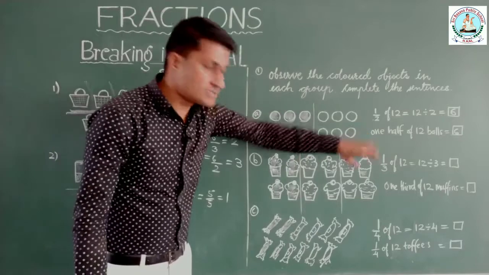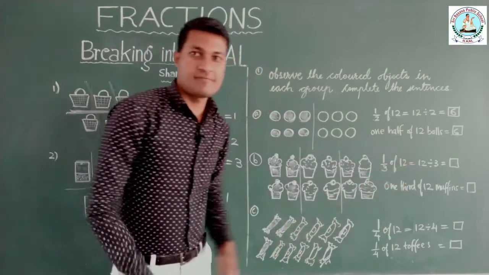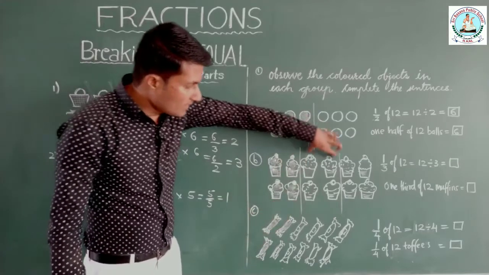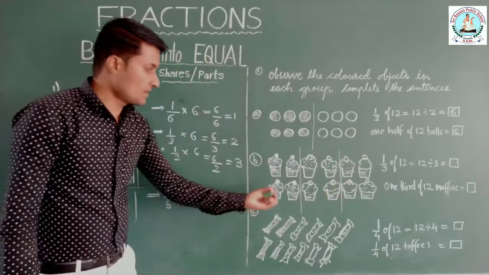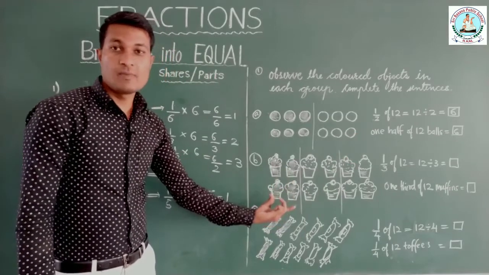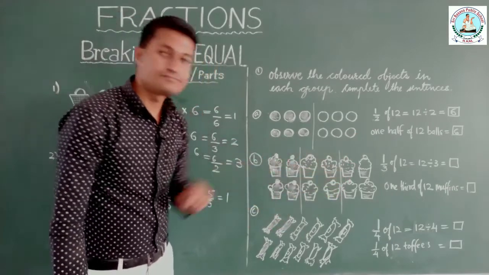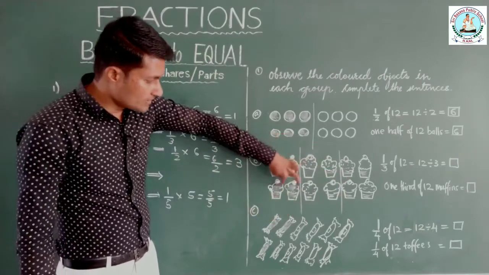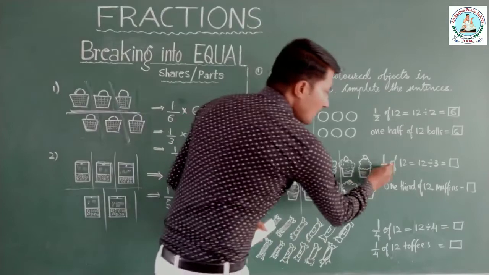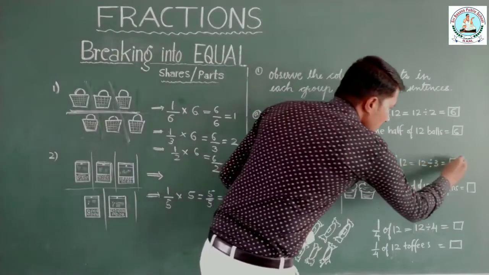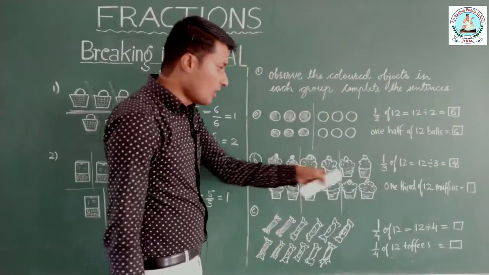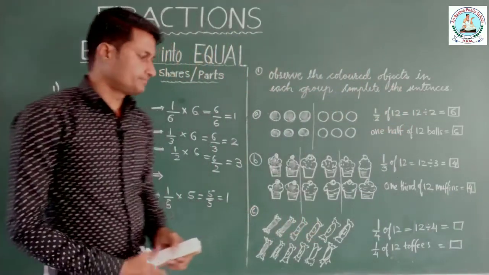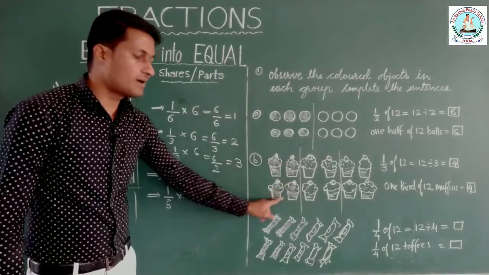And how many parts they made? 1, 2, 3, which means 1/3 of 12 muffins equals how much? 4 muffins. See here, 12 muffins are here. Then in 12 muffins we got how many equal parts? 1, 2, 3. And in each part, how many muffins we got? 1, 2, 3, 4. So that's why 1/3 of 12, or 12 divided by 3, is how much? It is 4. Or else 1/3 of 12 muffins is how much? It is 4. So these are the muffins they have colored.